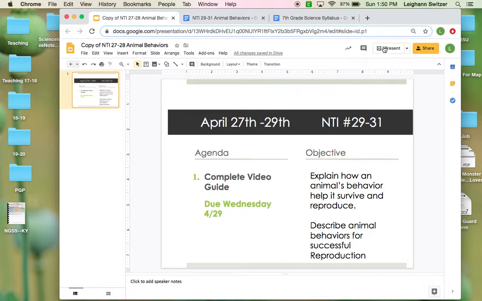The objective from this lesson is to explain how animal behaviors help it survive and reproduce, and describe animal behaviors that help them with successful reproduction. So we started this last week with the Actively Learn reading. You read about behaviors that animals have to survive and reproduce. You also learned the difference between learned behaviors and innate behaviors, which you are born with.